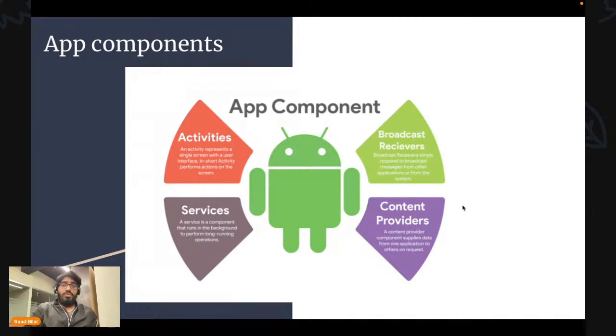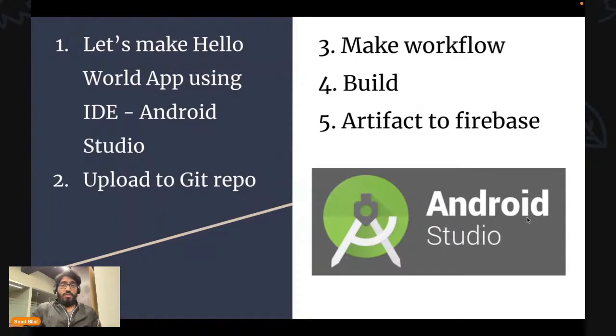Then if we need to share some data with an external application, we can use content providers. The content provider supplies data to one or the other applications on request. So if any application requests data from our application and we do have permissions, we can share the data with the content providers. So I think with that, this is the basic information, or you can say the basic basis of Android.